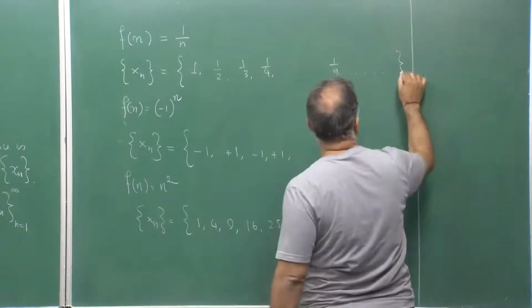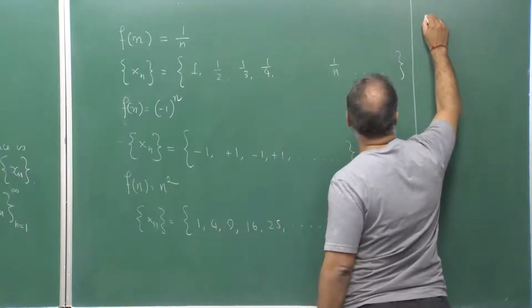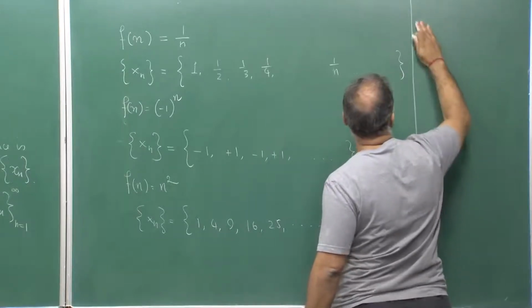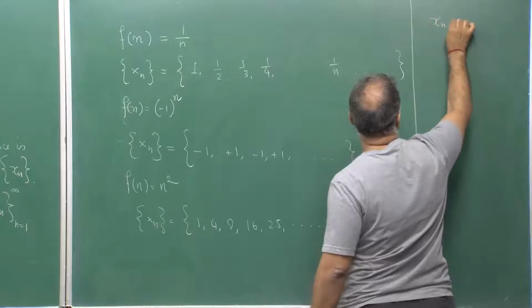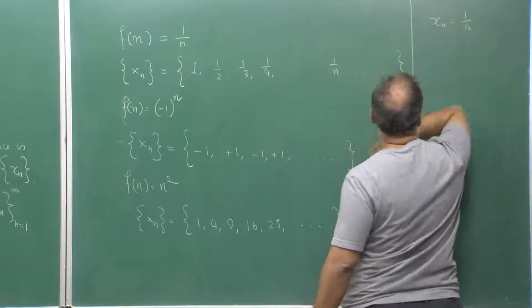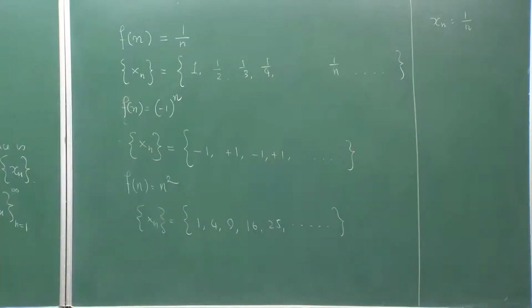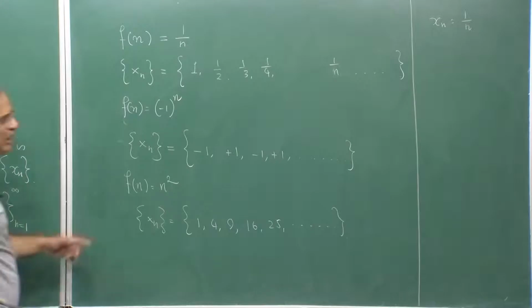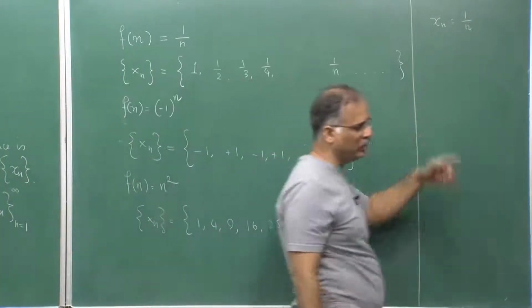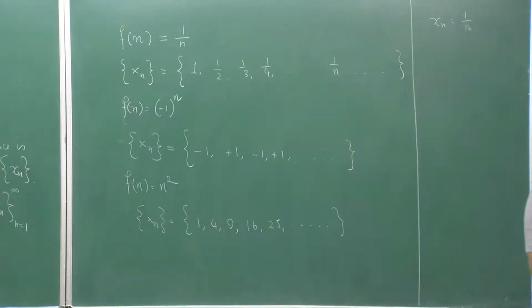So, let us look at the nature of this sequence, where each xn can now be written as 1 by n. What is the nature of this sequence? As I increase the value of n, the value of 1 by n keeps on going down, but it continues to remain positive.